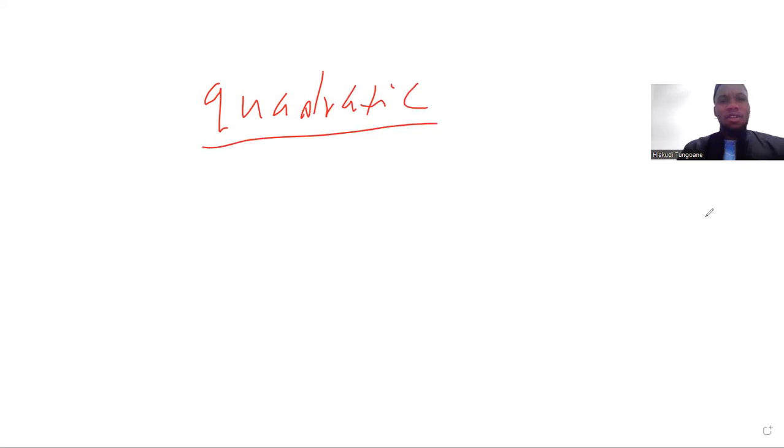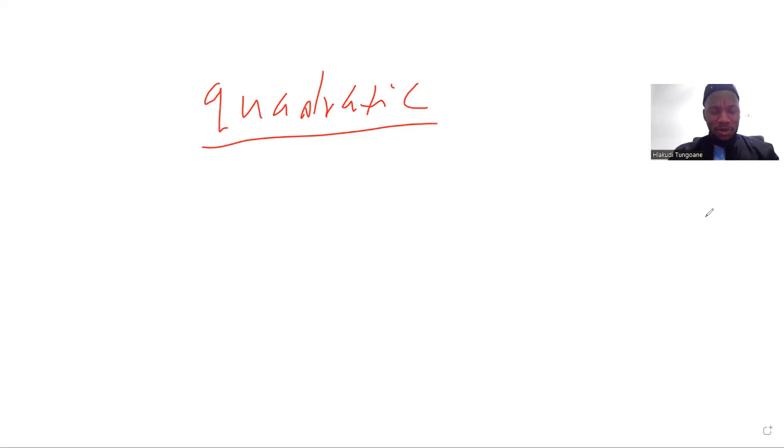So for quadratic, this sequence, they love it very much. If you look at almost all the past papers, you will see that it's always asked, right? So for the quadratic sequence, let me try to explain this.